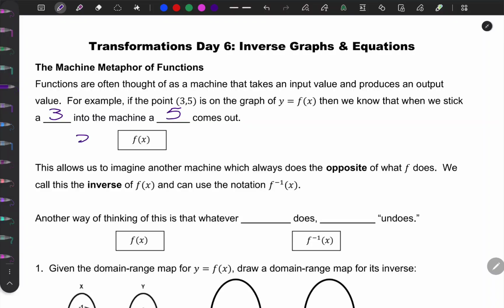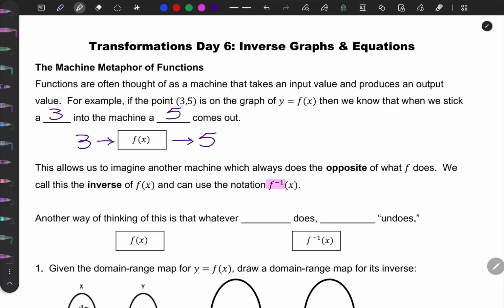So our input is a 3, and our output from the function is a 5. Those also correspond to our x and y values. This allows us to imagine another machine which always does the opposite of what f does. We call this the inverse of f of x, and we use the inverse notation.